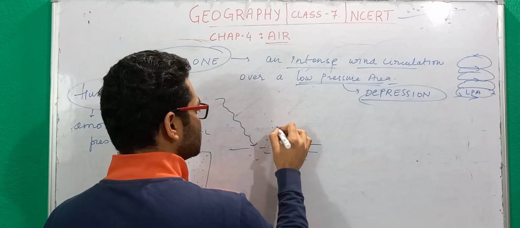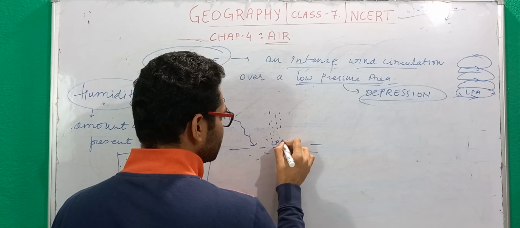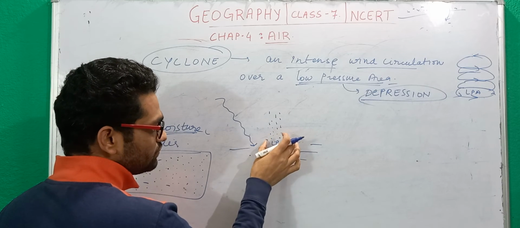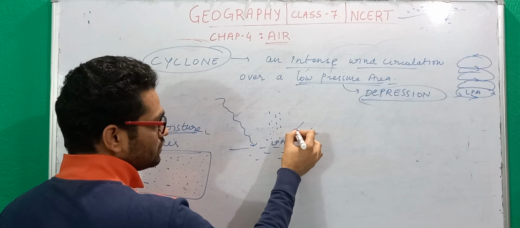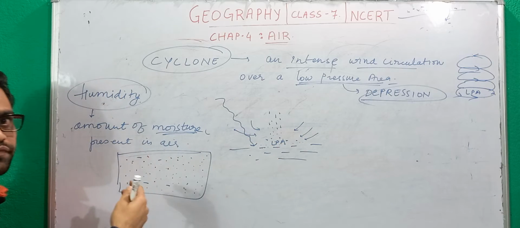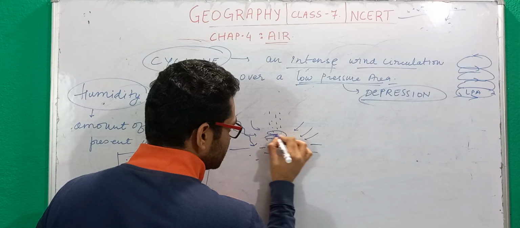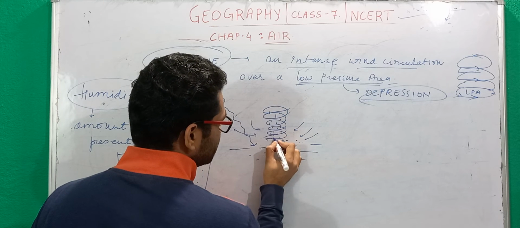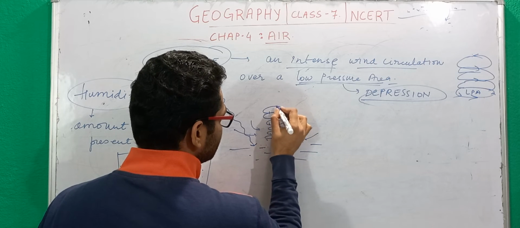So these air particles will now rise up, and here a low pressure area has been created. The air which has risen up leaves a low pressure area, and the wind around this area will rush to fill it up. So a circulation will be created here in this way, where wind will flow from west to east.